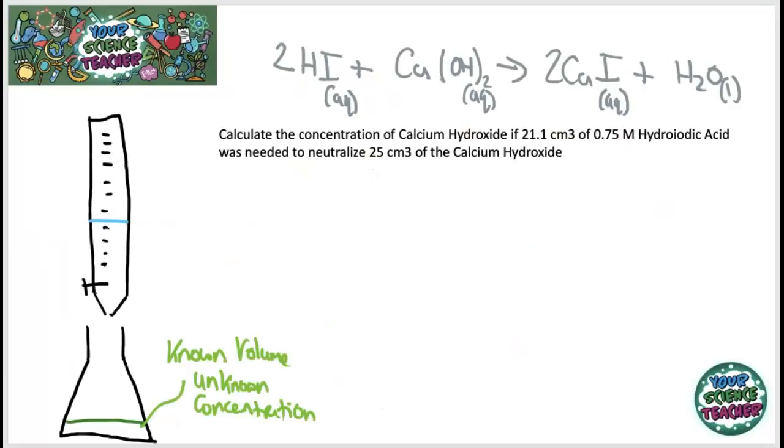The next practical is titrations, and this is probably the hardest one to get your head around. Let's first start by looking at the different pieces of apparatus that I have in a titration. Firstly, I have my burette here, which is how I add my known concentration of solution. So in this example, I know the concentration of hydroiodic acid, so that would be in my burette.